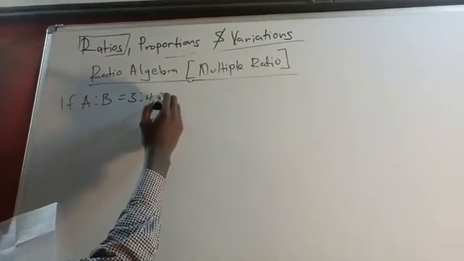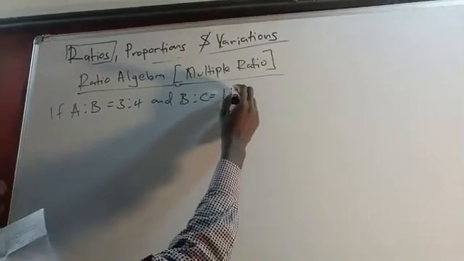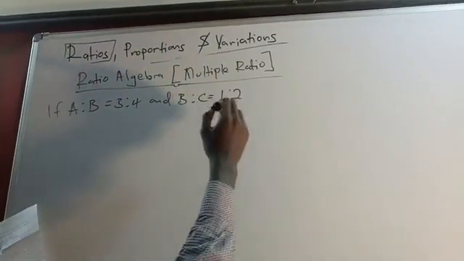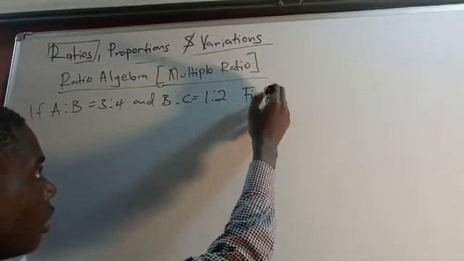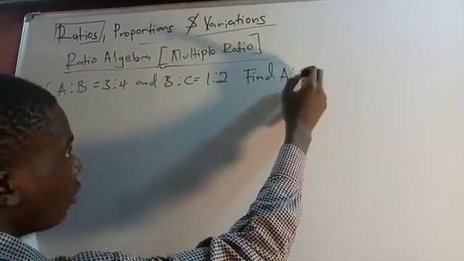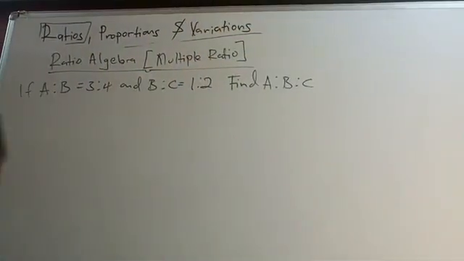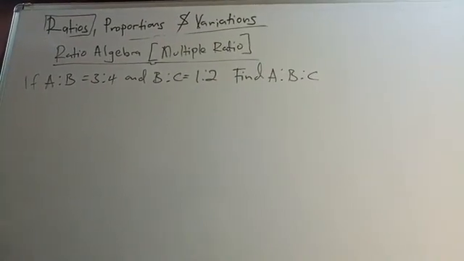Getting another example. They say if A to B is equal to 3 to 4 and B to C is equal to 1 to 2, they tell us to find A to B to C.